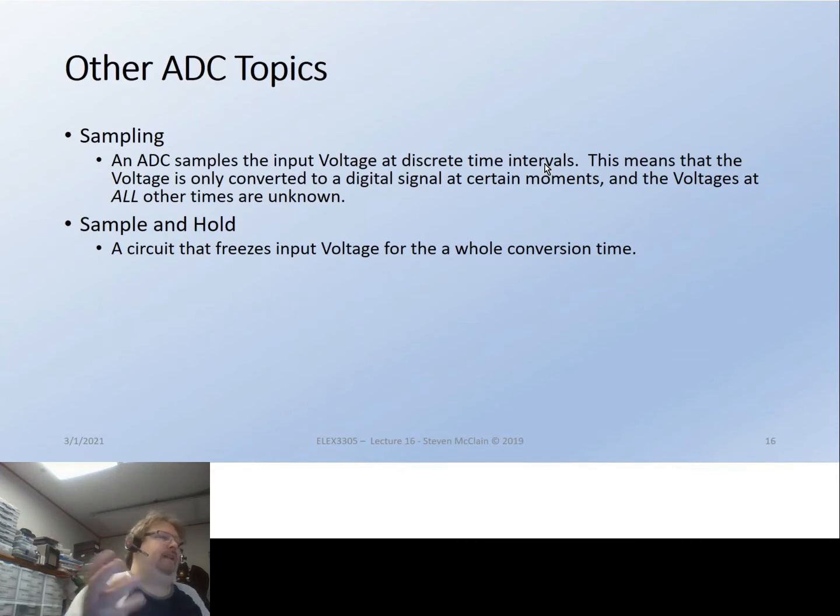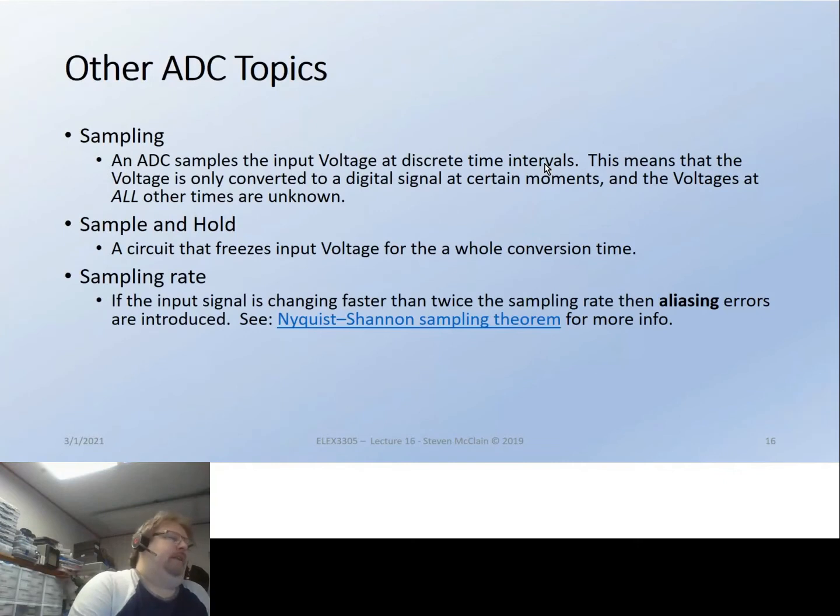Okay, and the sampling thing is saying, we're at the beginning of the step. We want to make a conversion, so let's freeze the voltage, figure out what that voltage is, and that'll be our number for this step. That's sampling. And then you've got sample and hold. And then you've got the sampling rate.